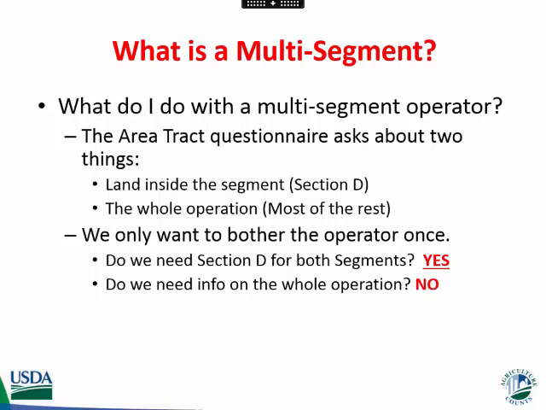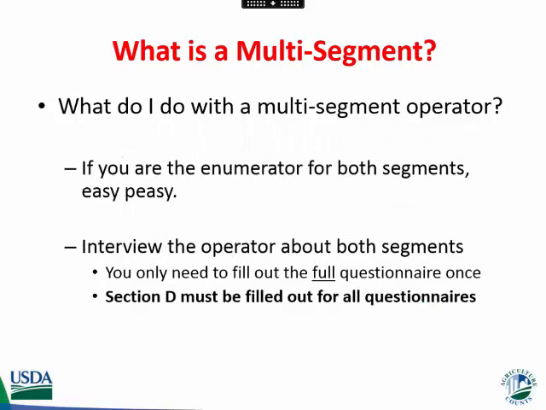So, we only want to bother this person once, but we need a Section D for both segments. Do we need information on the whole operation twice? No. We already asked him one question about, say, do you have any land, do you have any cattle? We only need to ask him that once. So, if you happen to be the enumerator for both segments that Bob is in, this is no problem.